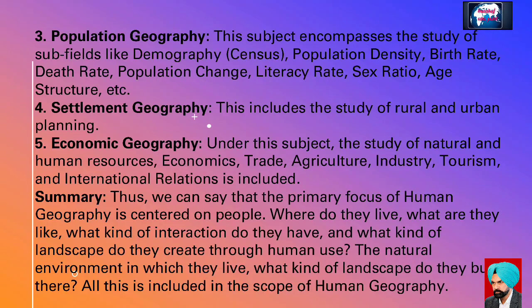Summary. Thus, we can say that the primary focus of human geography is centered on people. Where do they live? What are they like? What kind of interaction do they have? And what kind of landscape do they create through human use? The natural environment in which they live. What kind of landscape do they build there? All this is included in the scope of human geography.